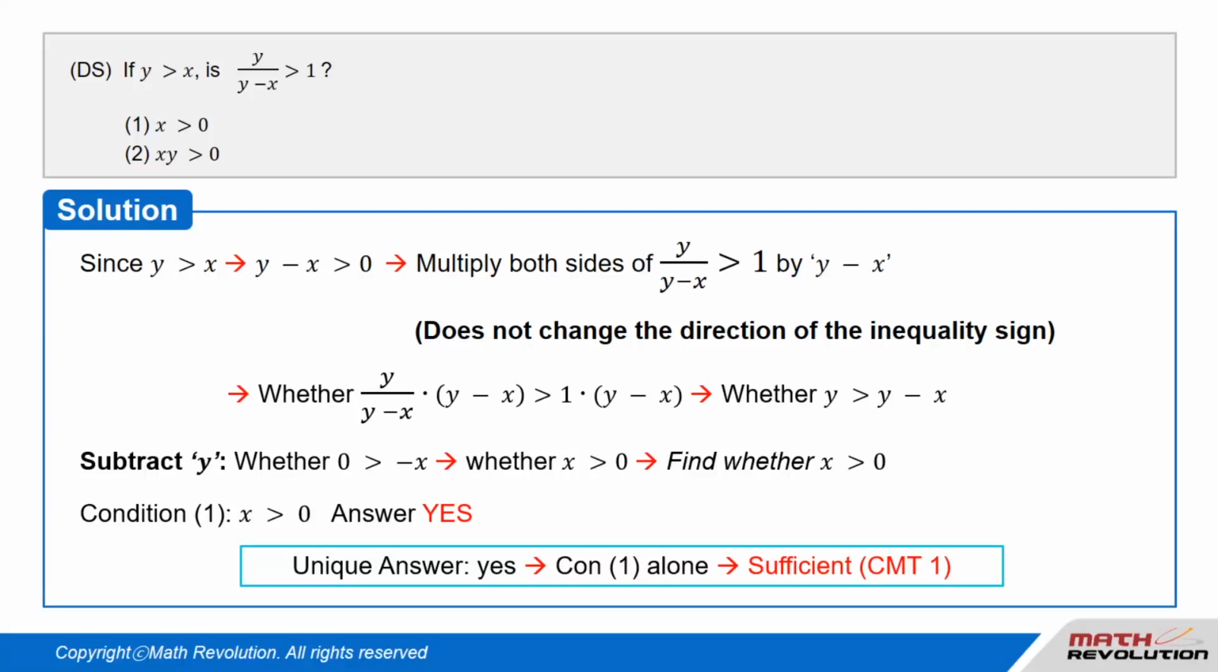The answer is unique, yes, so the condition is sufficient by the common mistake type 1, which means that the answer must be in the terms of a unique yes or no.